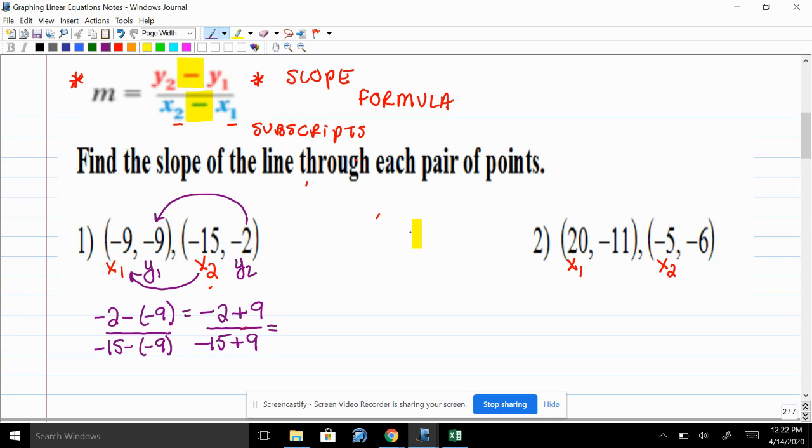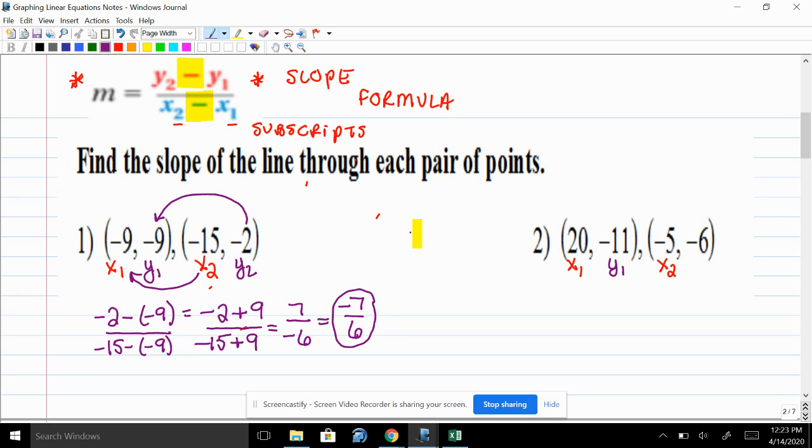From there on out, guys, it's just arithmetic. -2 plus 9, that's +7. This is all stuff you can use your calculator for. -15 plus 9, that's -6. The only thing, if you remember, I said negatives go on the top. So I'm just going to make that -7/6. And that is my final answer to number 1. I don't have to make it a mixed number. I'm not going to divide it because it's going to be sloppy. I'm going to leave it as a fraction. We're okay with slope being a fraction. Perfectly fine with that.